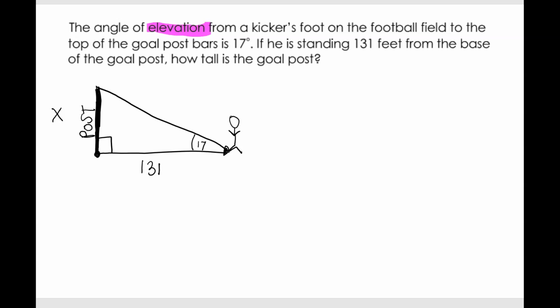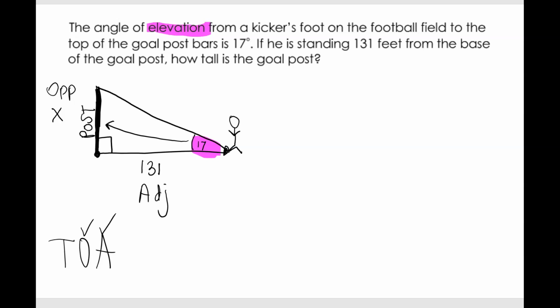So just like in the other two lessons, we always stand at the acute angle. So if I'm standing at the 17 degrees there, this X is my opposite side. This 131 is my adjacent side. So using the acronyms we learned, we're going to end up using tangent because we have the opposite and the adjacent. So the tangent of the angle is equal to the opposite over the adjacent. So the angle is 17. The opposite is X. That's what we don't know. That's what we need. And the adjacent side is 131.